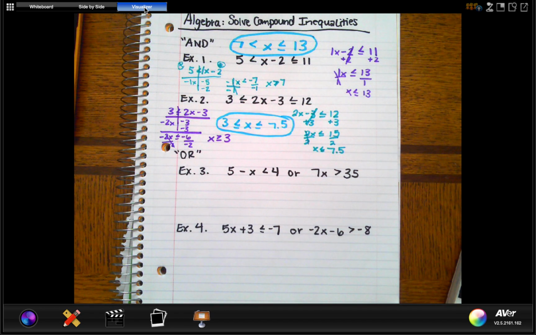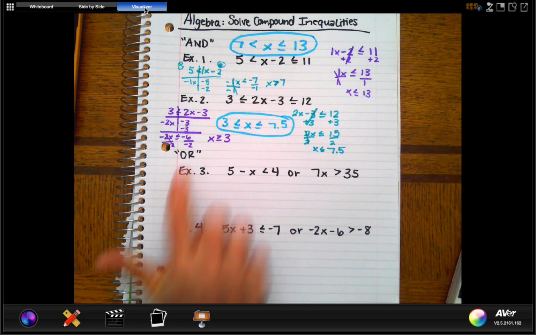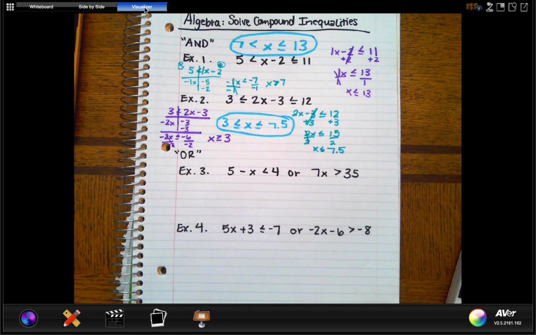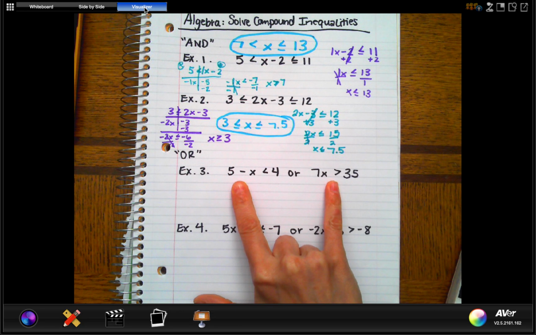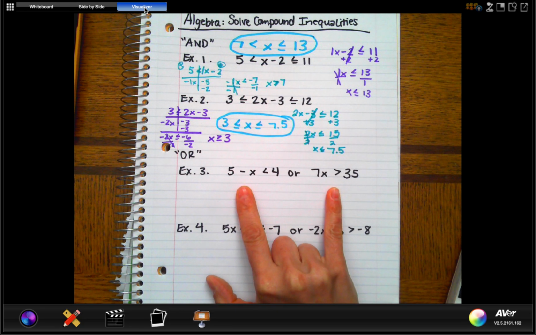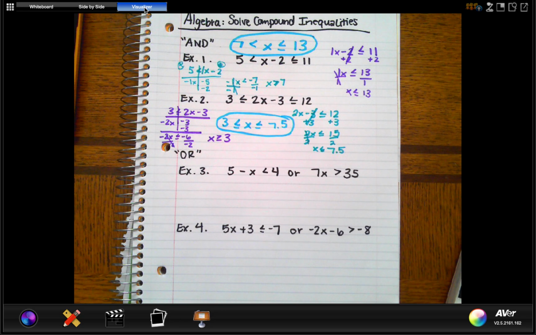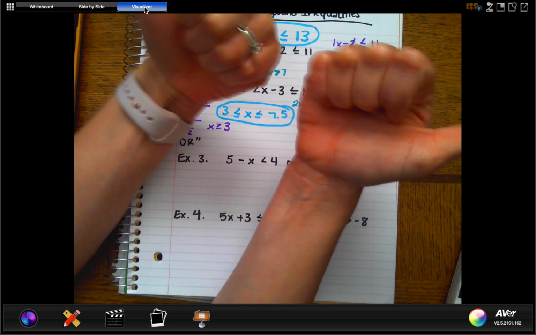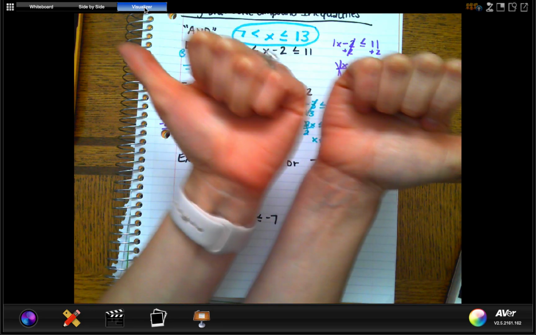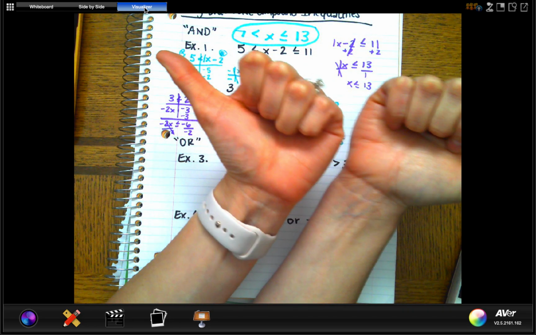The other thing is the or, and the or will have the word in it. And again, you're going to do the same thing, only it's already separated for you, and your answer will also have an or. And if you remember when we graphed these, they went outward, away from each other in the graph.